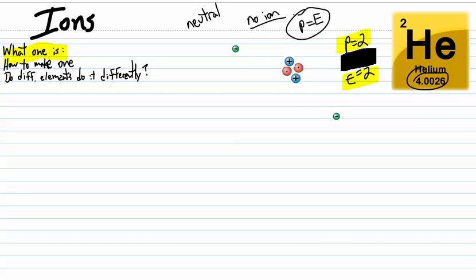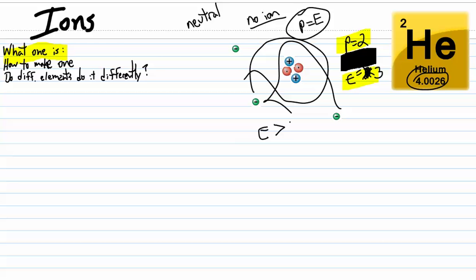Now, let's do something to this atom. Let's say we're going to throw in another electron whizzing around the outside with these other 2. Okay, so now our electron number has changed from 2 to 3. So now our electrons outnumber our protons. So since electrons are negative and protons are positive, we have a negative ion. So if your electrons outnumber your protons, you've got a negative ion.